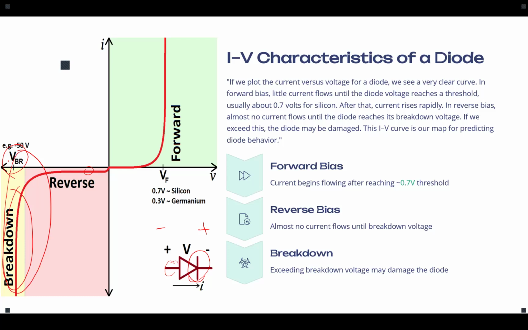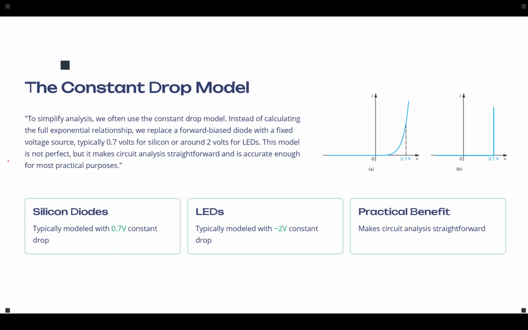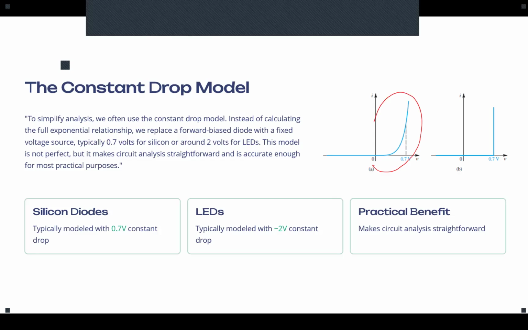Are we good so far? So this is the general idea. Now, how can we model that? You saw in the IV characteristics that we have some sort of exponential growth in forward bias.